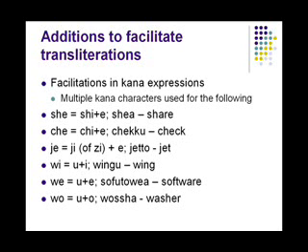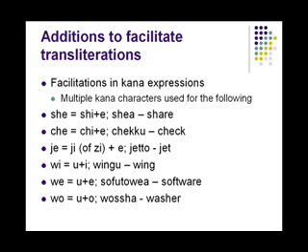Chekku is the Japanese expression for check in English. This means che, C-H-E. This is formed by chi plus e. Jet is another modern English term. This is pronounced as jetto. Here, J-E is required, and this sound is formed from ji and e.